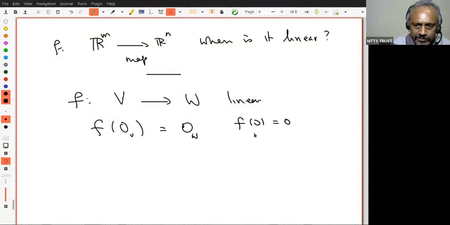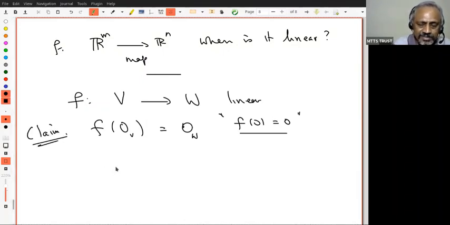Does this make sense now? I am going to write only this hereafter. Yeah? This I claim. I have to prove this. But that's very easy. Why? Because 0 is in B if you want, right?